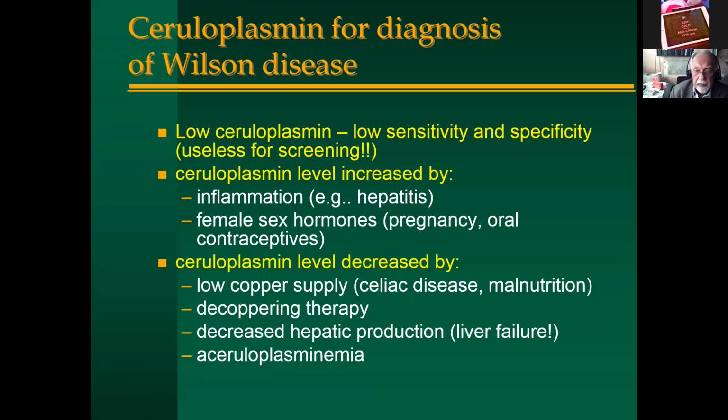The problem is that ceruloplasmin levels are increased by any type of inflammation, including hepatitis, and by female sex hormones during pregnancy or in ladies on oral contraceptives. On the other hand, ceruloplasmin is decreased by any form of lower copper supply, like in celiac disease or in malnutrition, obviously on decoppering therapy, by decreased hepatic production and liver failure, and there's a separate entity called aceruloplasminemia.